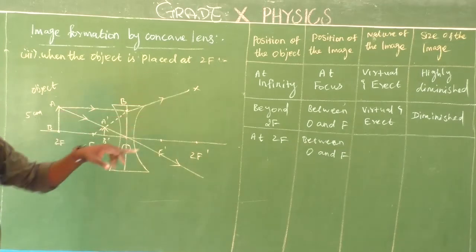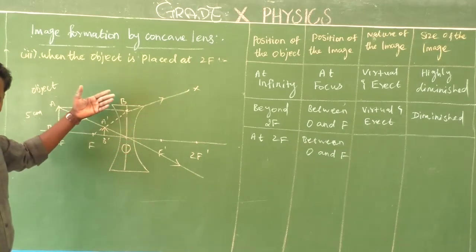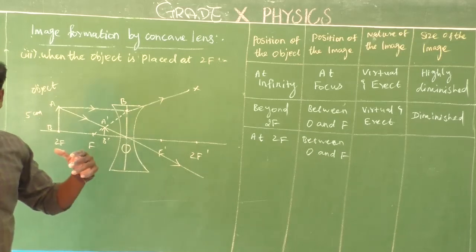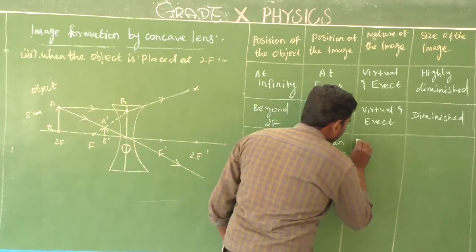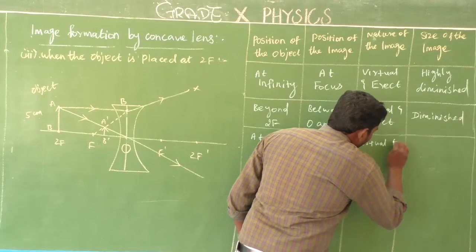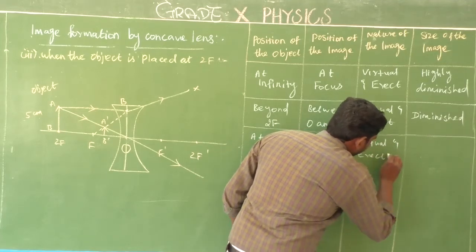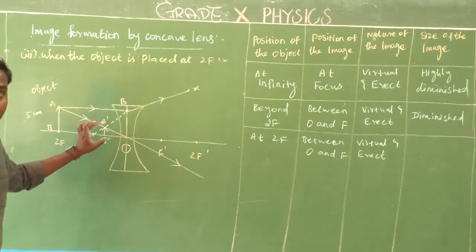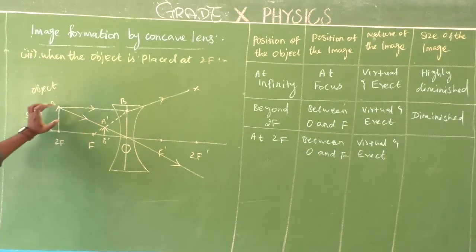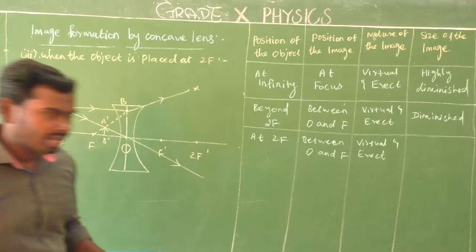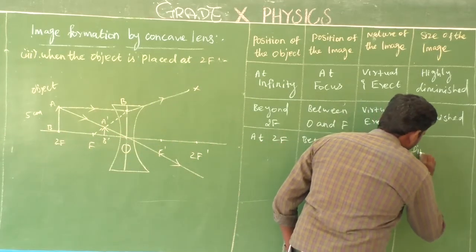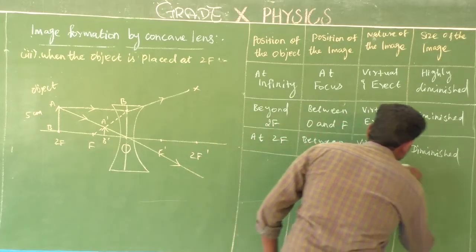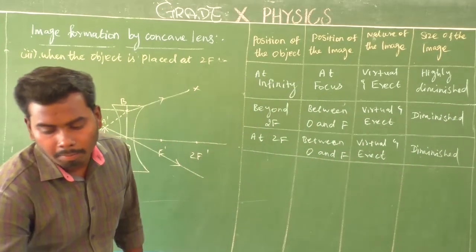Then what is the nature of the image? The image is found above the principal axis, so that image is a virtual image. Am I right? Virtual image. All virtual images are erect images. So the nature of the image is virtual and erect. Next one, what is the size of the image? The size of the image is smaller than the size of the object, so that is considered as diminished. That's all. 3 positions completed.